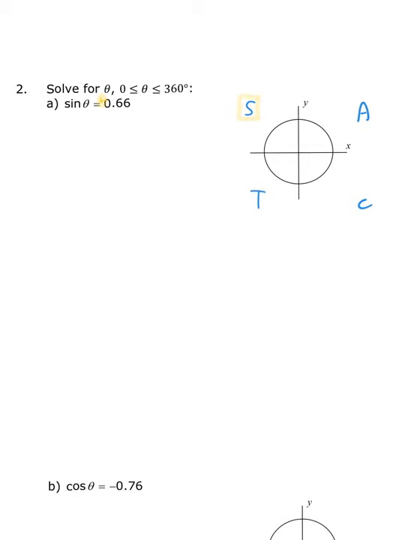I will have a solution here, in S, because sine is positive in the S quadrant, and all ratios are positive in the A quadrant. So what I'm going to do is draw a triangle in the A quadrant, and I'm going to draw a triangle in the S quadrant. To find my angle, I'm going to take the inverse of sine of my ratio, so inverse sine of 0.66, and I find on my calculator that my angle is 41 degrees.